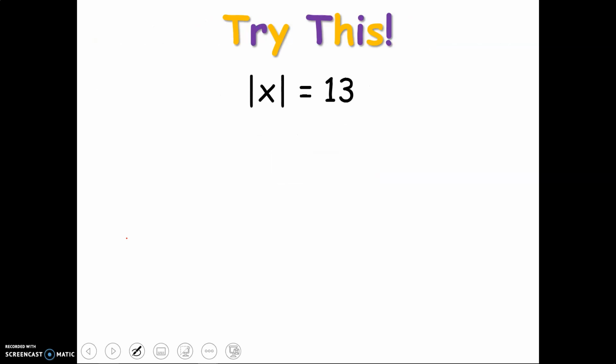Go ahead and try this one. Absolute value of x is 13, i.e., what two numbers are 13 from 0? Pause the video, give it a try. Compare your answer with a neighbor or check in with the teacher to verify.